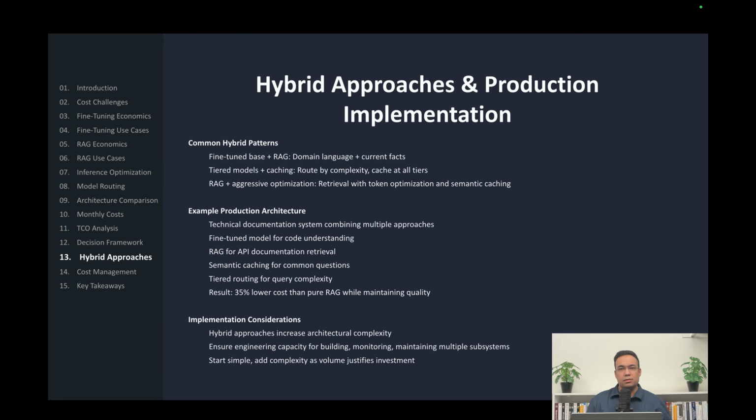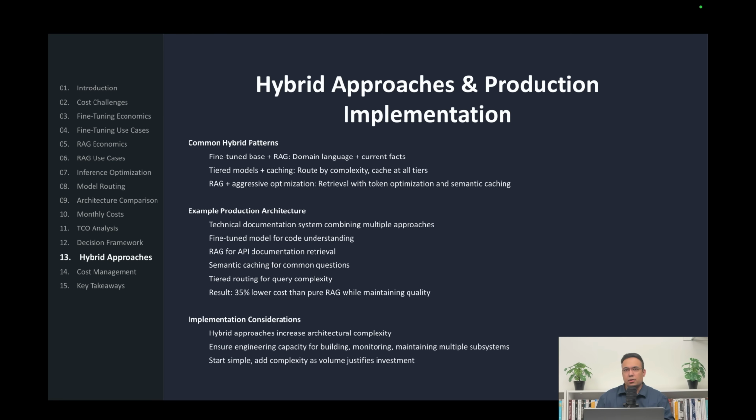The second pattern is tiered models plus caching. You route by complexity to different model sizes and you cache frequent queries at all tiers. Simple queries hit the cache or go to small models, complex queries go to large models. This compounds your cost savings because you're both routing efficiently and avoiding redundant computation. The third pattern is RAG plus aggressive optimization. You use retrieval for context, but you apply token optimization and semantic caching aggressively. You might be doing retrieval, but you're minimizing the token count you send to the LLM and caching semantically similar queries.